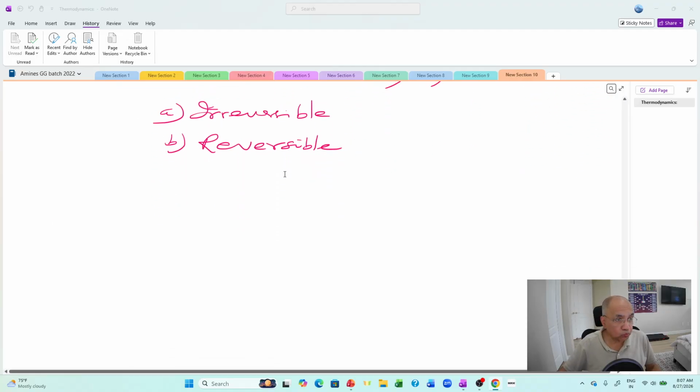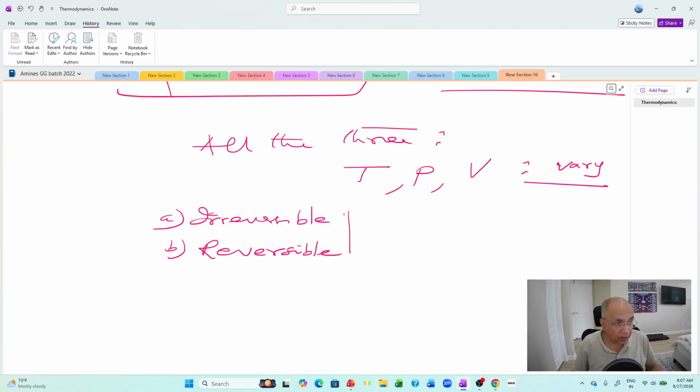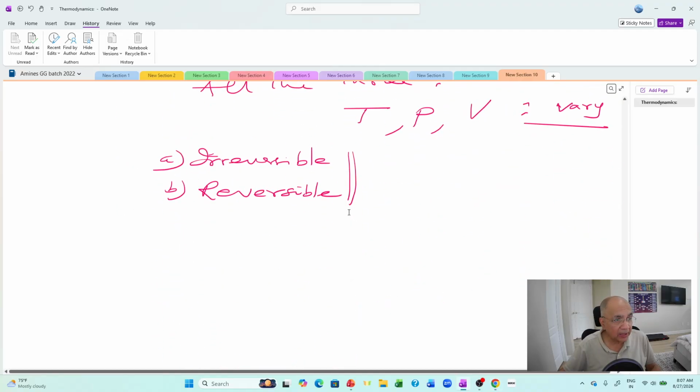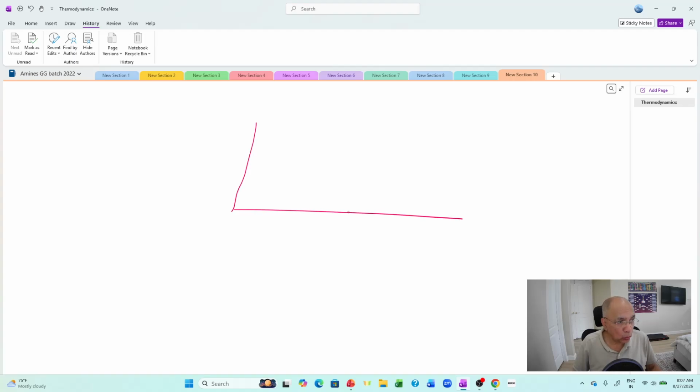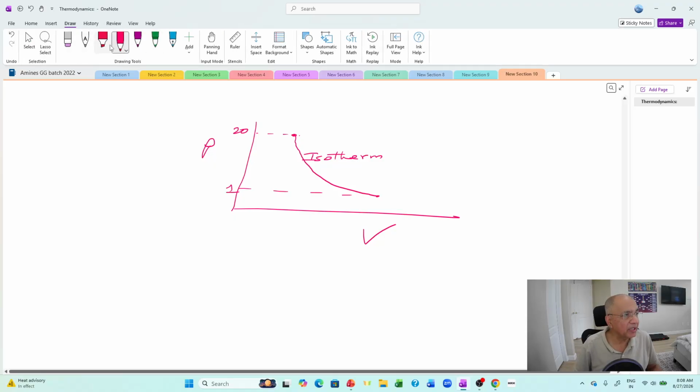Now, we'll be coming back to this after a while. But before that, let me tell the P versus V graph. Starting point is say 20, always 20 atmosphere. If this is 1 atmosphere, if this is isothermal, it is called an isotherm. The PV graph is called an isotherm. The adiabatic graph will run below it.